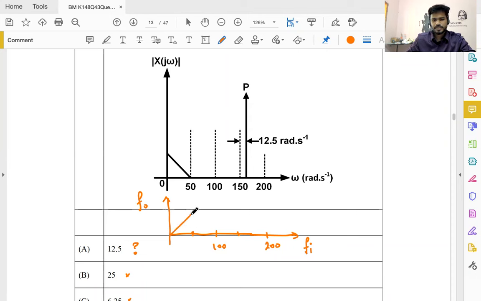Till the sampling frequency 50, it goes straight. So until here, notice input is equal to output. Okay, 20 radians per second, it's 20 radians per second. This is a 45-degree line.